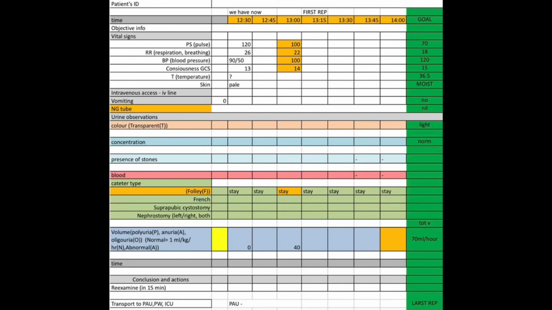During intraoperative monitoring at 1 p.m., the patient has pulse of 100, which is increased from the goal, and then the patient also has respiration rate of 22, which is also slightly increased from the goal, and the patient has blood pressure of 100, which is slightly decreased from the goal, and then the consciousness GCS is 14, and then we will continue to monitor the patient. We will re-examine him in 15 minutes.